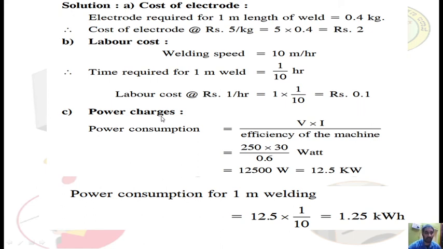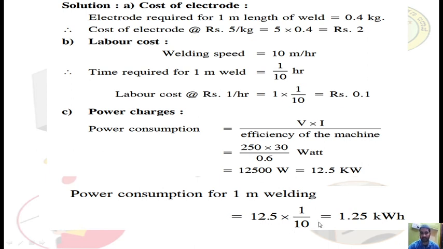The power charges. The power consumption is given by the formula voltage into current divided by efficiency of the machine. So current is 250 ampere, 30 is the voltage, 0.6 is the efficiency of the machine. So 12,500 watt power consumption is required. Divide it by 1000, that will give you kilowatt. In terms of kilowatt, 12.5 kilowatt power consumption is there.